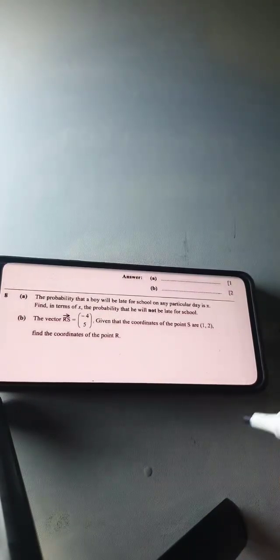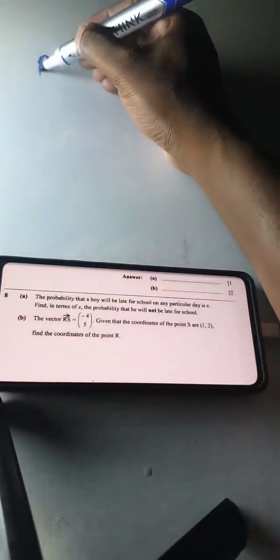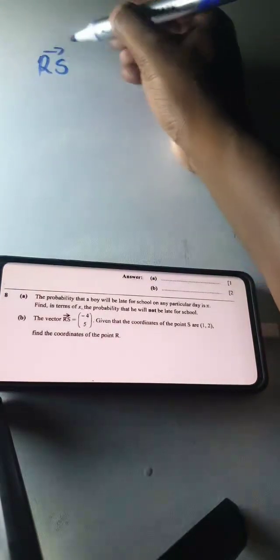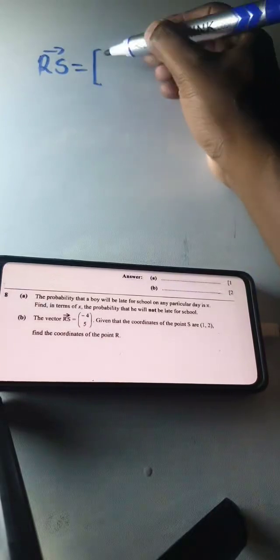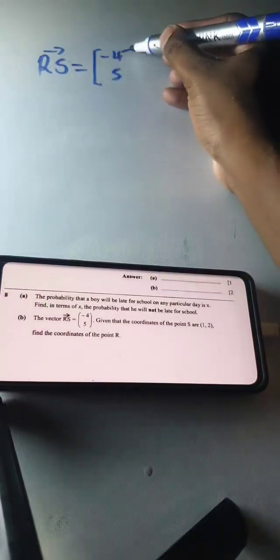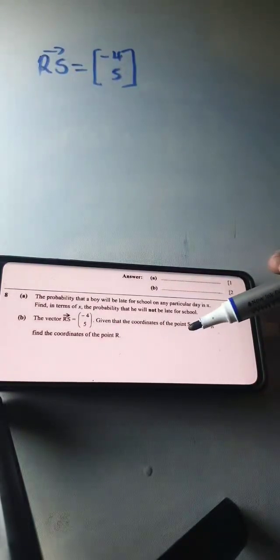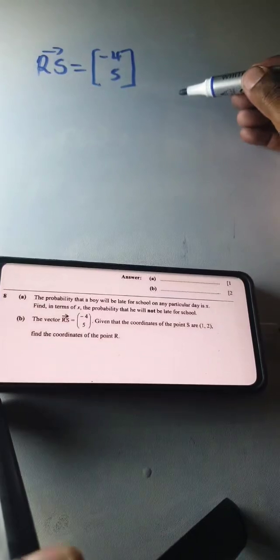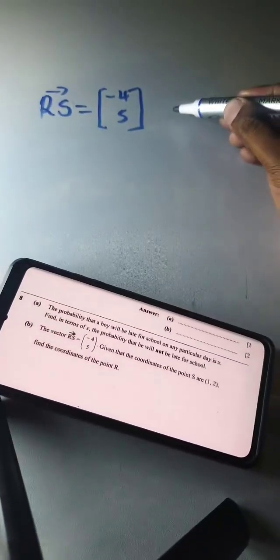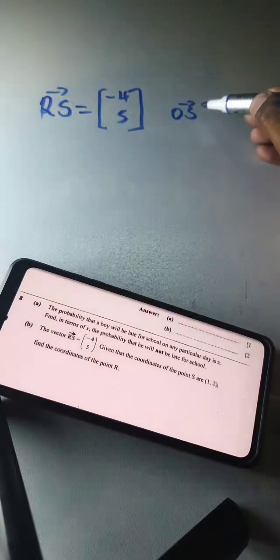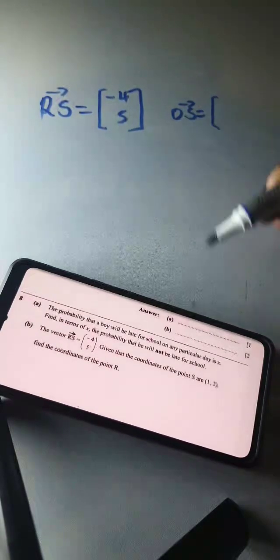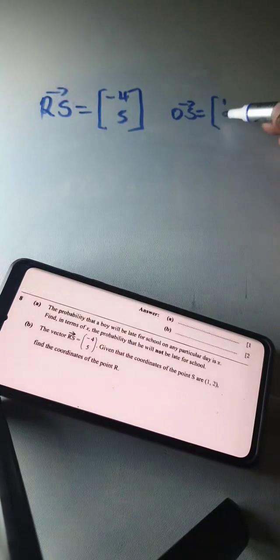Now, ladies and gentlemen, what we have is the direction RS, which is giving us -4 and 5. Then they have told us that we have a coordinate. So we can change this coordinate into OS, which is also a position vector. The coordinate will change: 1 will come on top, 2 down, because on top represents X and below represents Y.